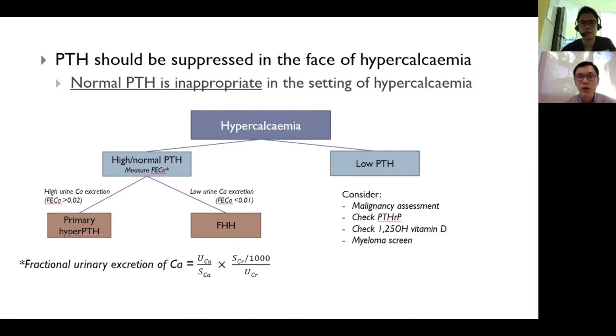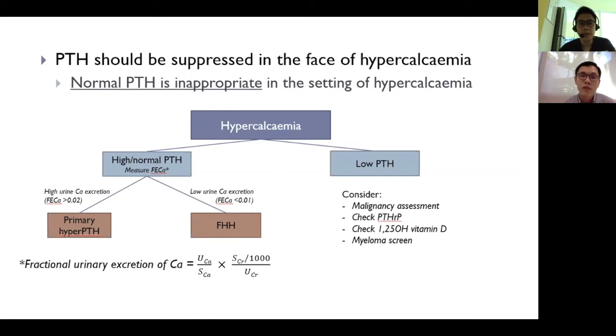And people ask about whether we do a spot urine or do a 24-hour urine collection. Of course, 24-hour urine collection is more accurate because we account for the diurnal variation in terms of the calcium excretion and so on. For convenience in the clinic setting, we usually do a spot urine, and if the spot urine is already high, then we can be more certain that it's primary hyperparathyroidism. And then if it's low or borderline, then we'll do a 24-hour urine collection to be more confident about the results.